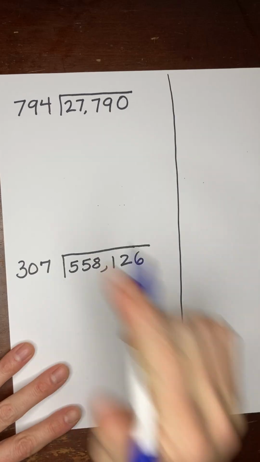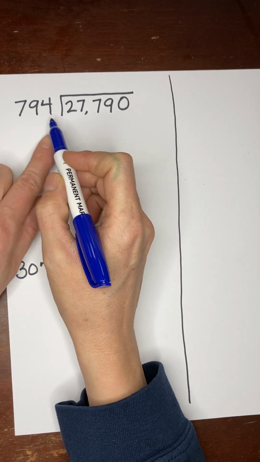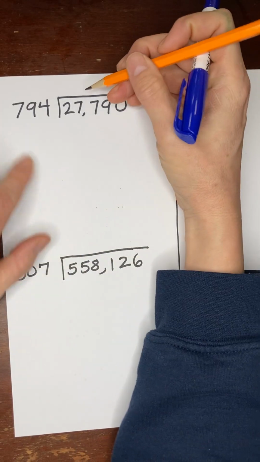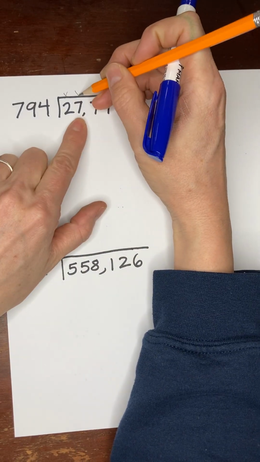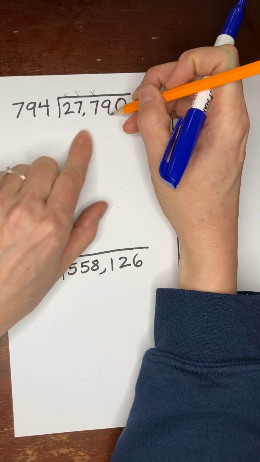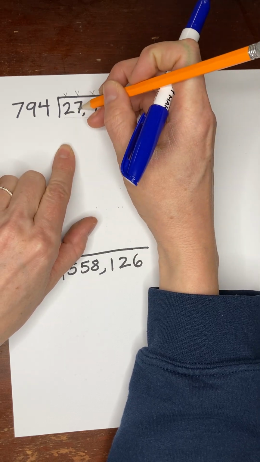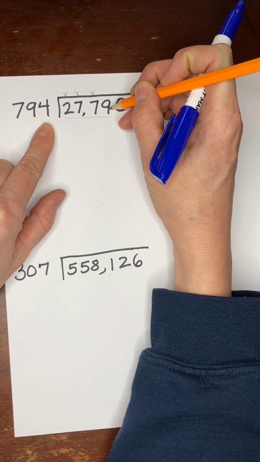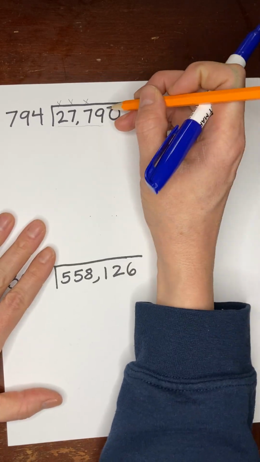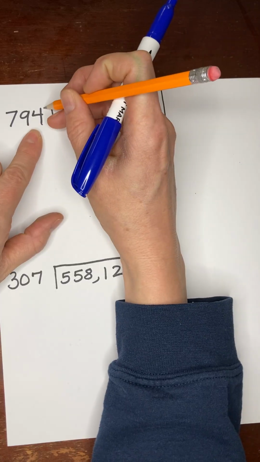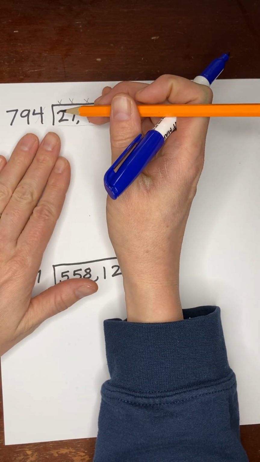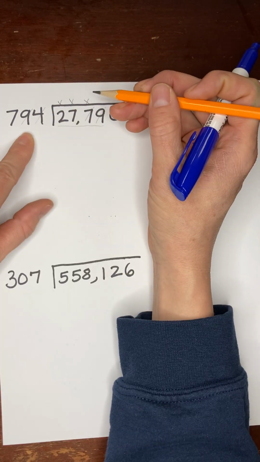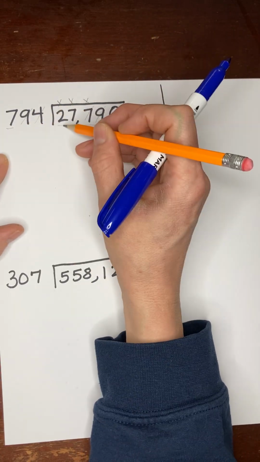Let's look at our next problem: 794 into 27,790. It doesn't go into 2, it doesn't go into 7, it doesn't go into 277. So we're going to have to start with this big number here, 2,779. Again, I do not know my 794's times table, so let's see if we can make this problem easier. We can cross off the last digit. We're just ignoring it for a moment, we're not getting rid of it. Cross off the 7 and the 9 because I don't know my 79's times table. Now I'm down to a 7 and a 27.